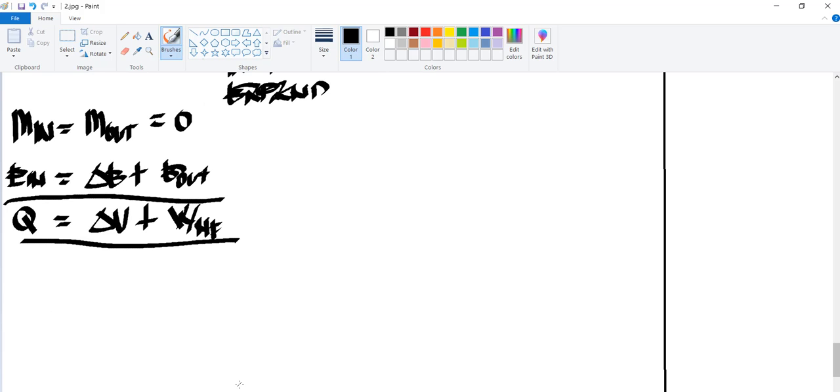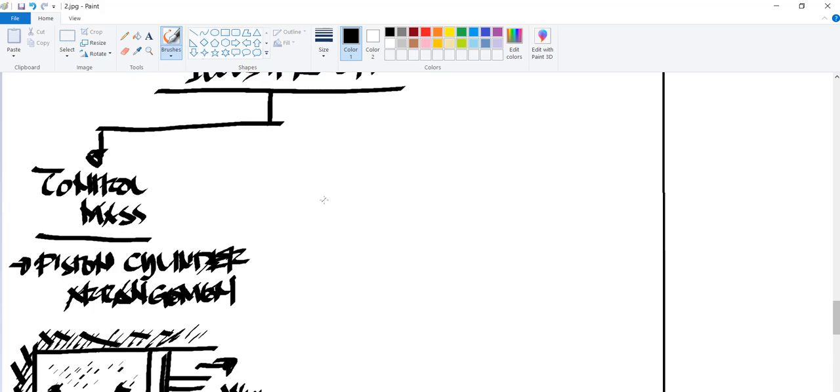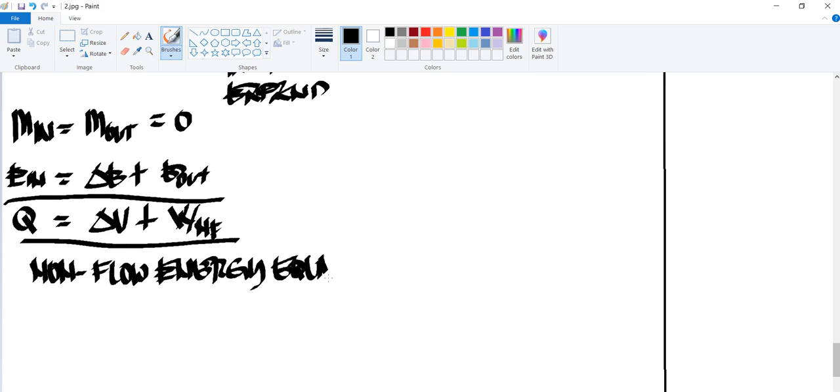So we have a simple energy equation. So it is a non-flow energy equation, or NFEE, non-flow energy equation.